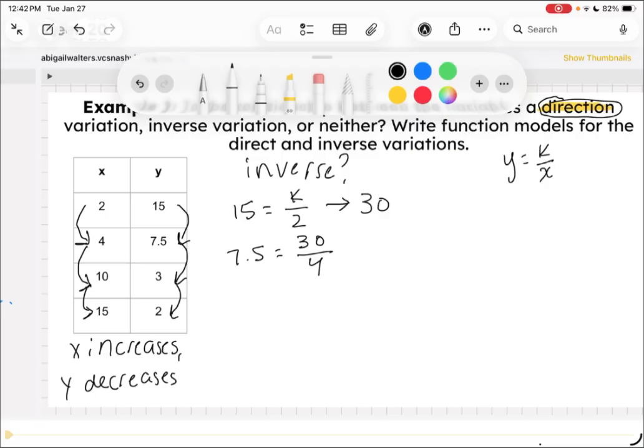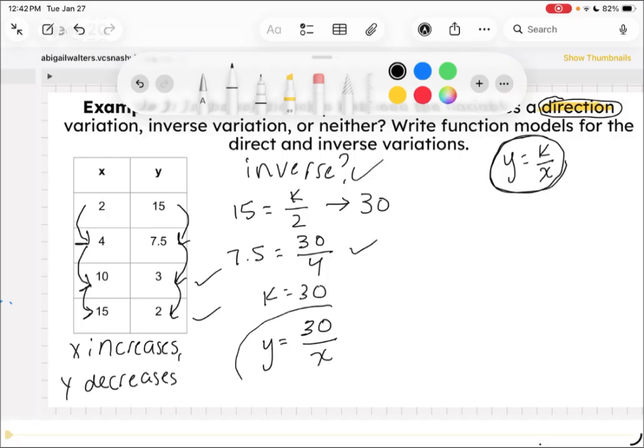30 divided by 4, yes, that does work. I can see that it would work for this and for this. So yes, this is an inverse relationship. Now we're going to write the function that models this relationship. We just figured out k is 30, through trial and error, guessing and checking with the points. So for y, we're going to have 30 divided by x. That would be my function for this inverse variation.